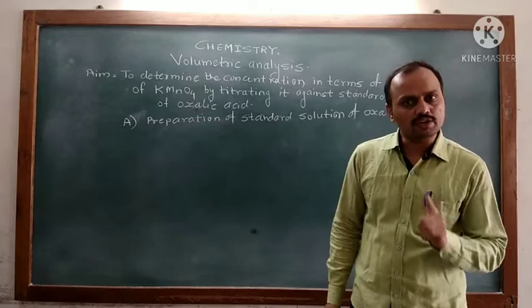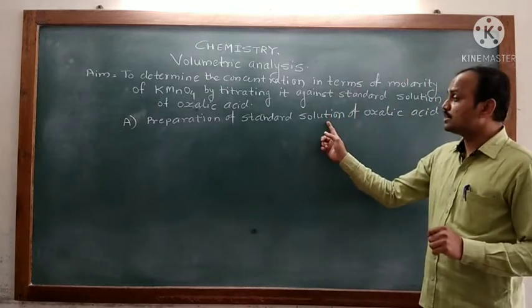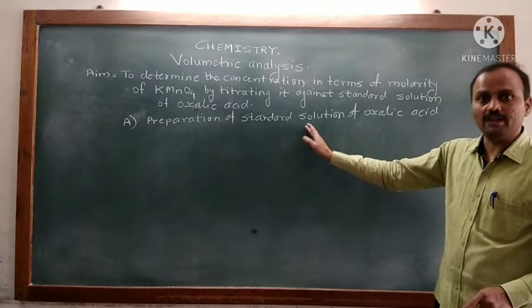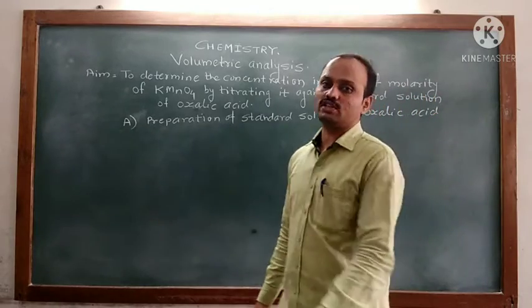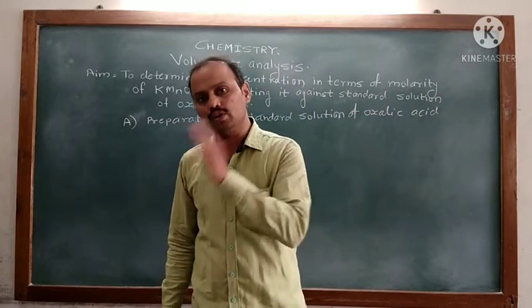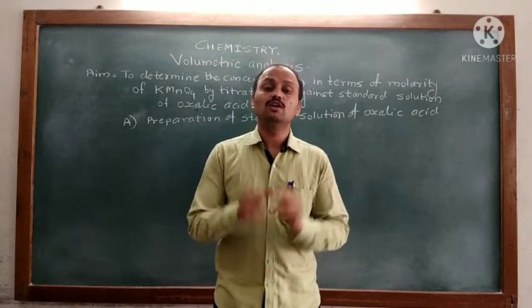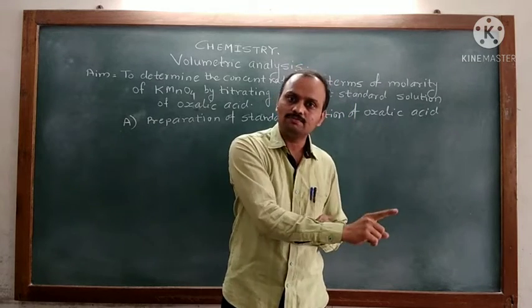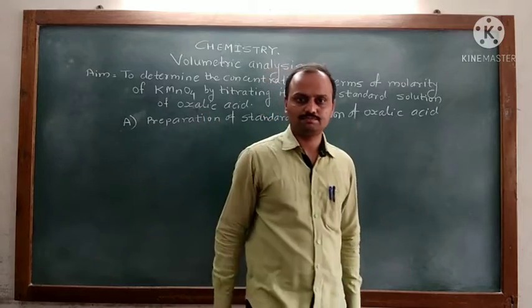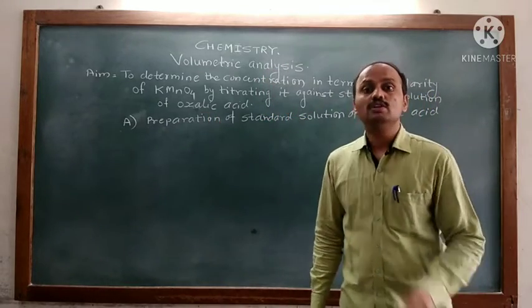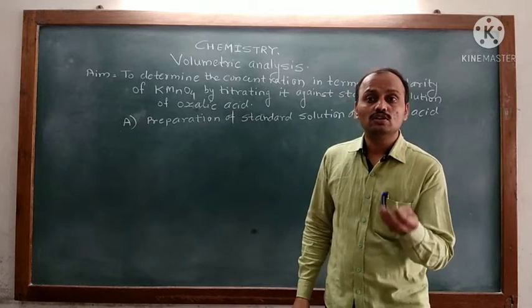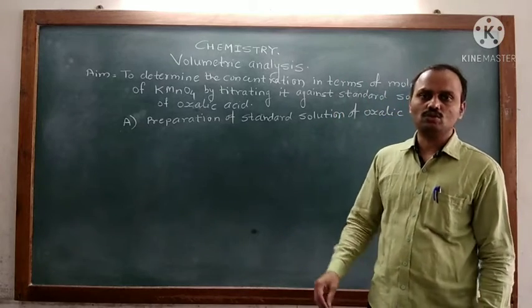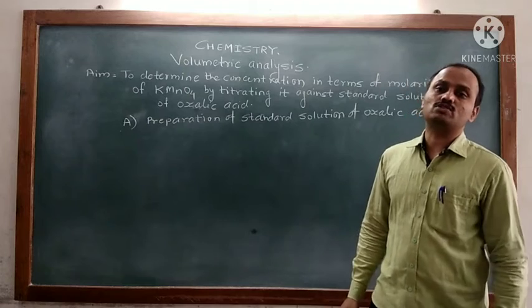Part A: preparation of standard solution of oxalic acid. Students, first I will tell you, we have to prepare 100 ml of this standard solution of oxalic acid, and our required concentration is 0.1 molar. So what we have to prepare is 100 ml of 0.1 molar standard solution of oxalic acid. For that, we have to determine the mass required of oxalic acid to dissolve in water. So we will start with the molar mass of oxalic acid.